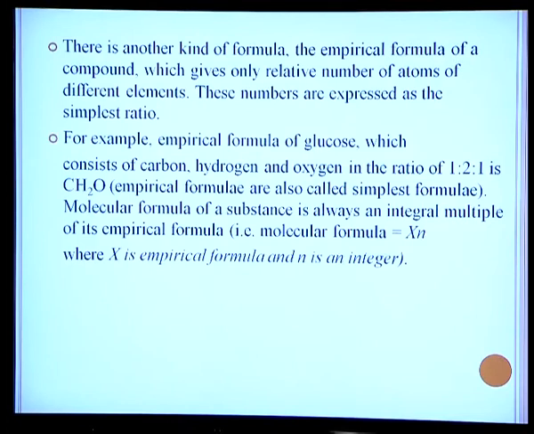For example, the empirical formula of glucose, which consists of carbon, hydrogen and oxygen in the ratio of 1:2:1, is CH2O. Empirical formulae are also called simplest formulae. The molecular formula of a substance is always an integer multiple of the empirical formula, that is, molecular formula is equal to xn, where x is the empirical formula and n is the integer.